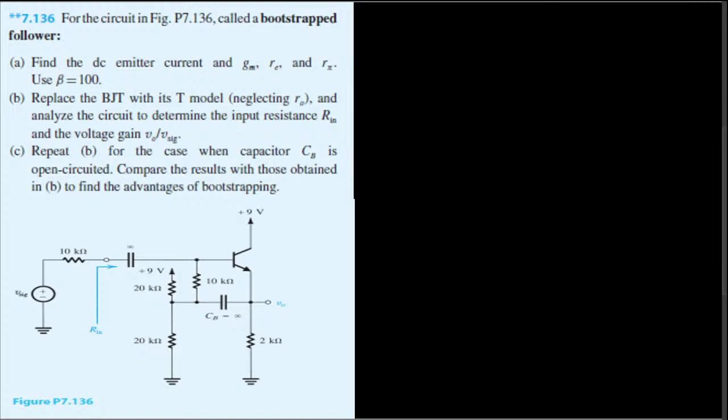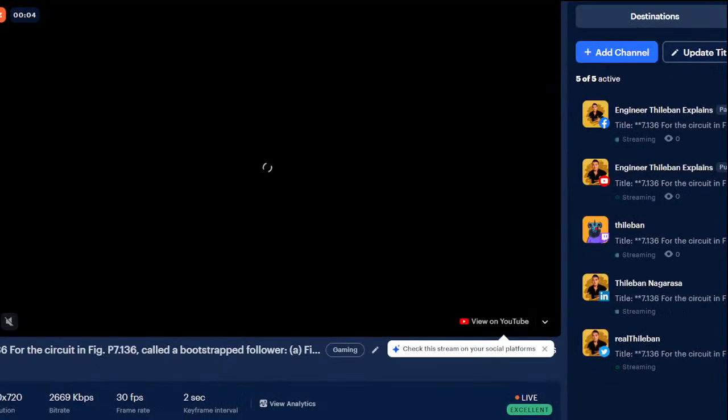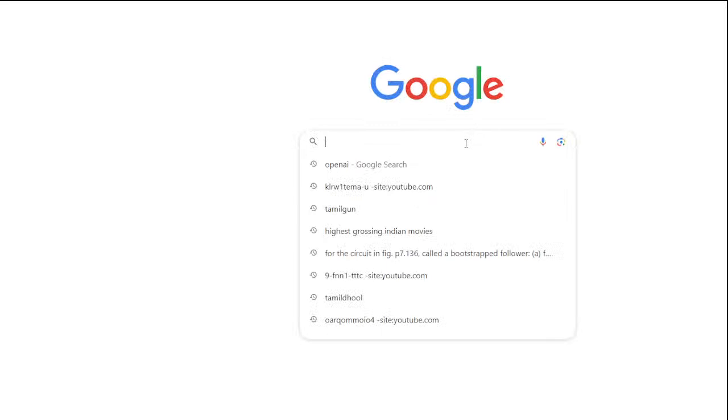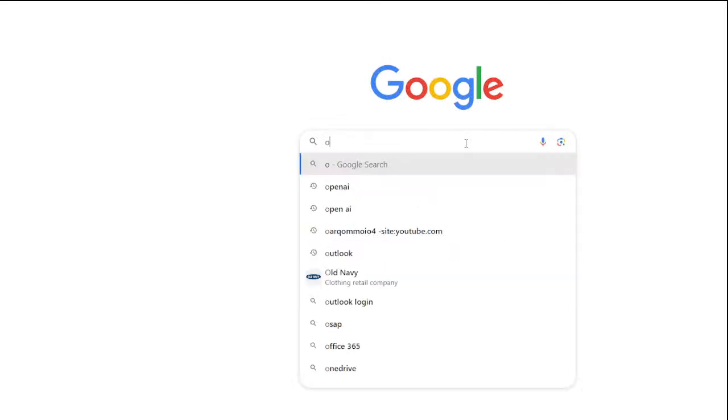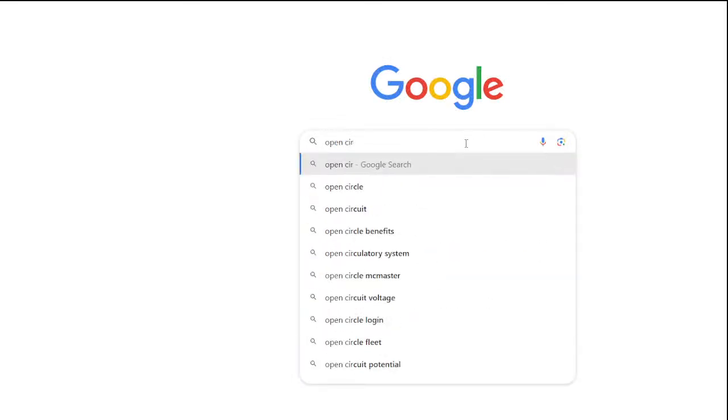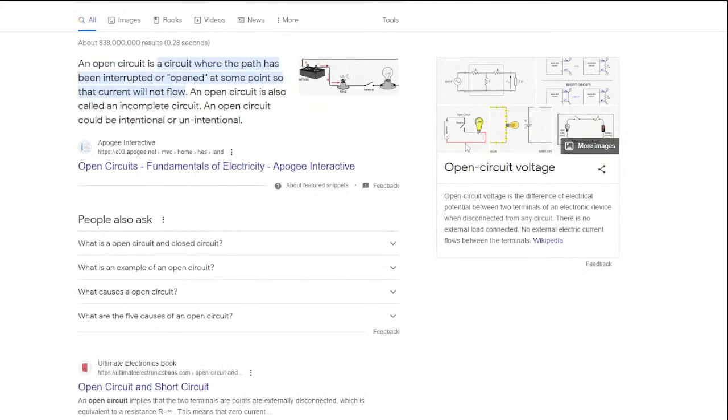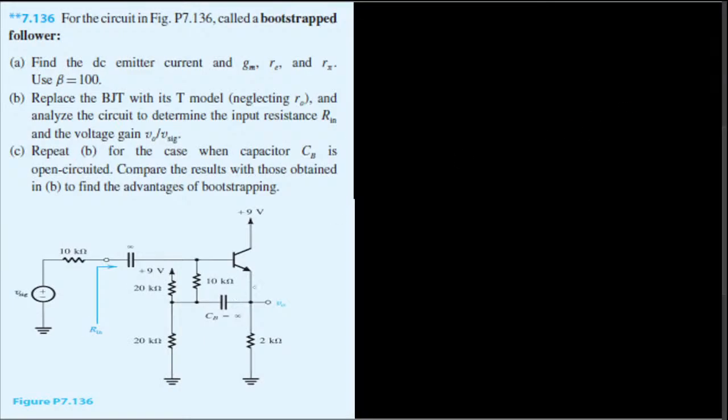Let me double check, open circuit or short. Yeah, open circuit. Open circuit means the path has been opened. So this one acts like an open circuit, and the equivalent circuit is going to look like this.